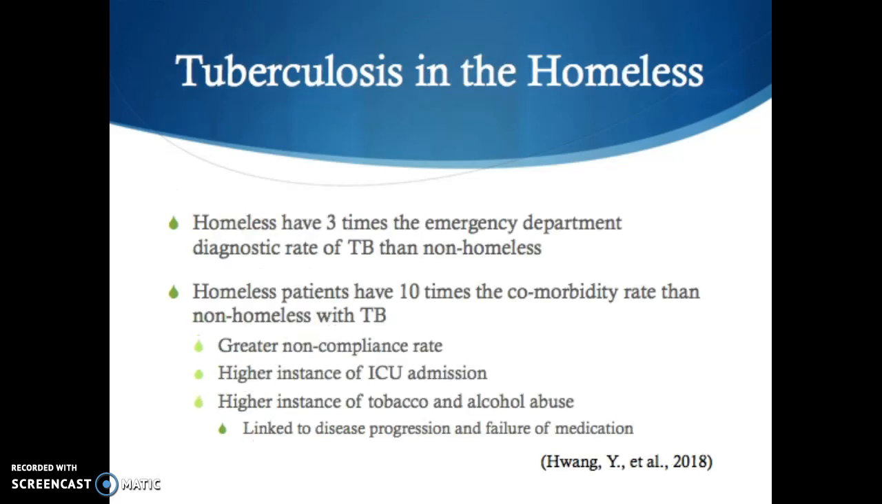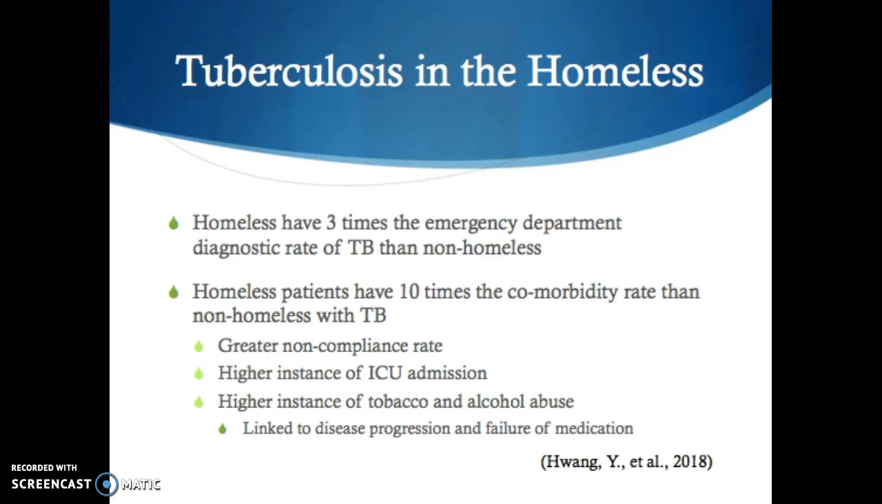Homeless people have 3 times the emergency department diagnostic rate of TB compared to non-homeless. This information came from a study performed in 2017, published just this month or last month in 2018. It showed about a 0.3% incidence of diagnosis of TB in non-homeless through the emergency department versus about 1% among the homeless population. So there's 3 times the chance that a homeless person is going to come in with potential for TB.